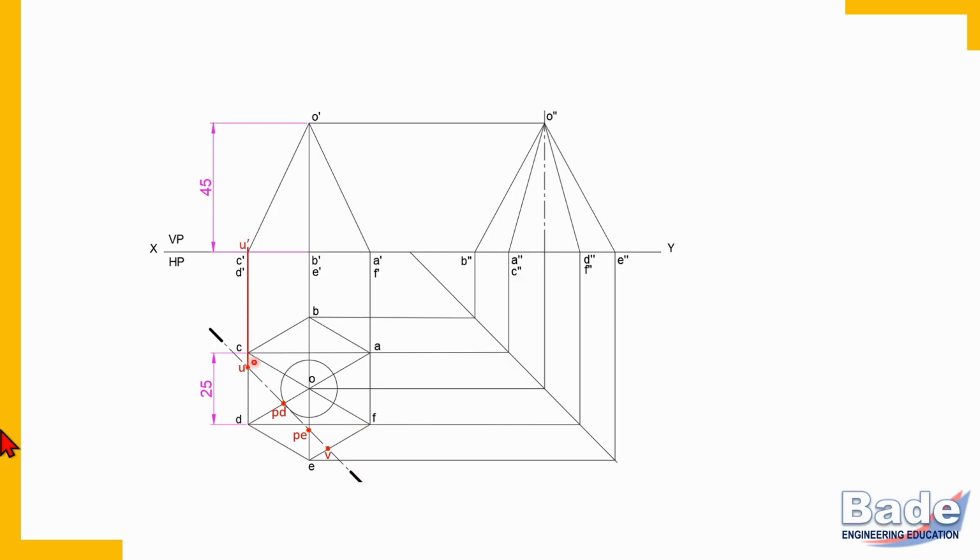U point. It is on CD. CD is a point here. So here U dash. V point on the base. PD on edge OD. Watch here. PD on edge OD. And PE. If you draw projector, PE is on edge OE.